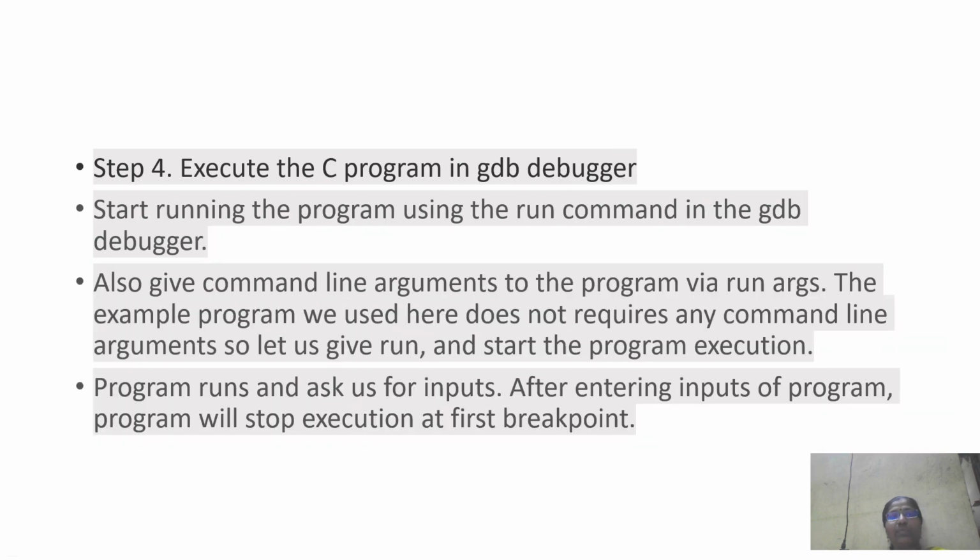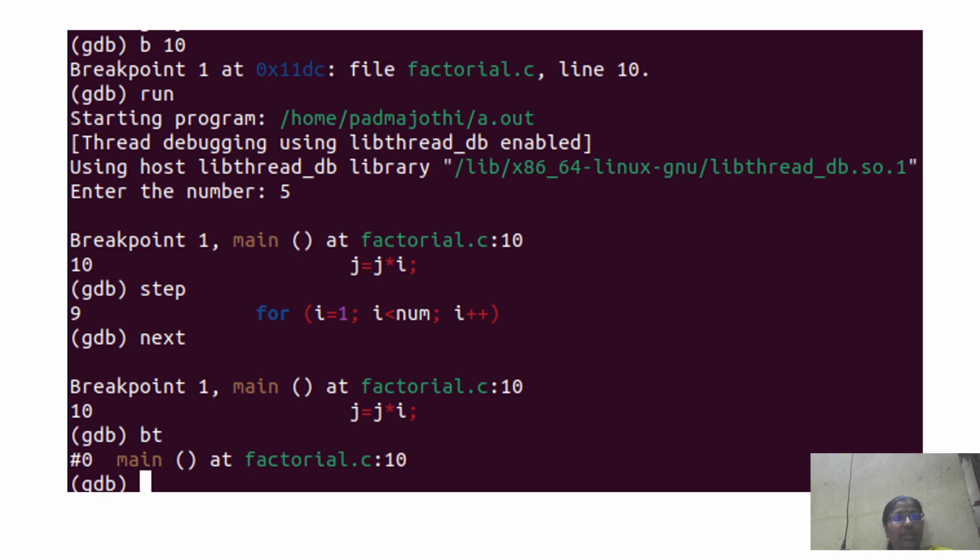Now execute the C program in the GDB debugger. Start running the program using the run command in the GDB debugger. You can also give command line arguments to the program via run arguments. Since this is a simple program, it does not require any arguments, so arguments are not given. Simply run the program in the GDB session. So with the breakpoint at line number 10, run. Now it starts running and is asking to enter the number. If you give number 5, the result should obviously be 120, but it is not giving that.